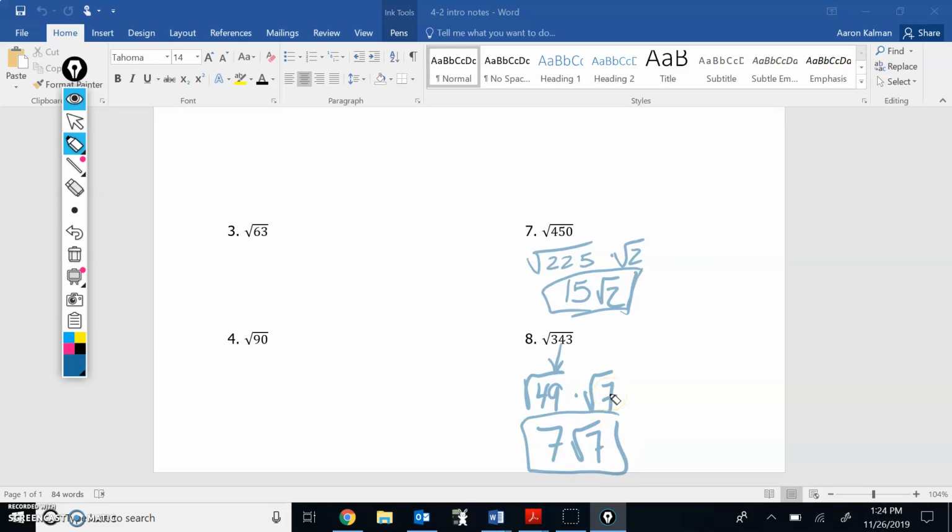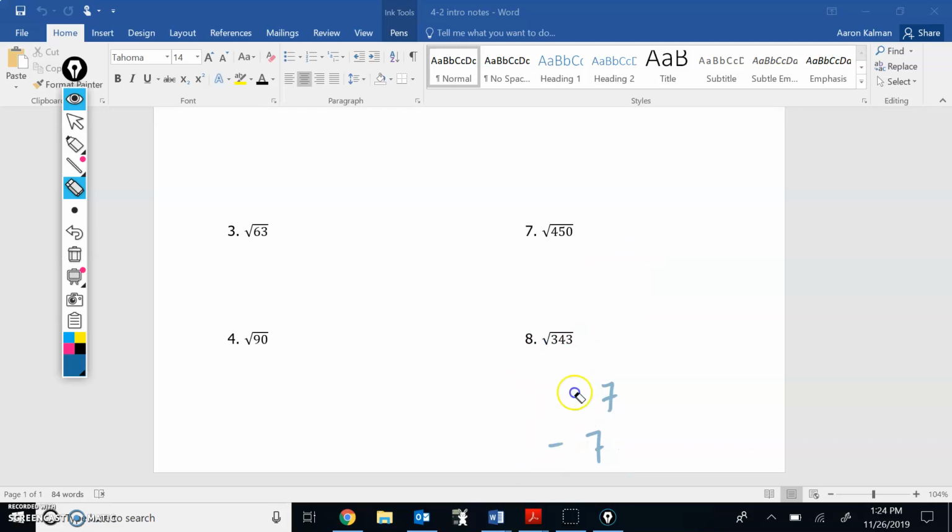Let me know what questions you have on simplifying these square roots. Not too bad, I don't think, but this will help us in our next topic about solving quadratics through the square root method. Have a great night.